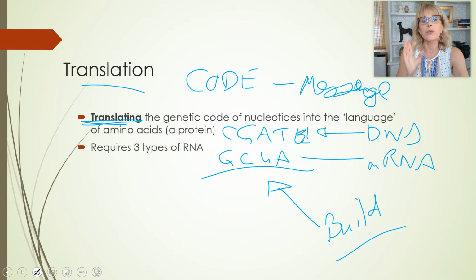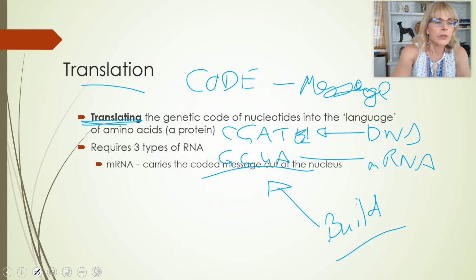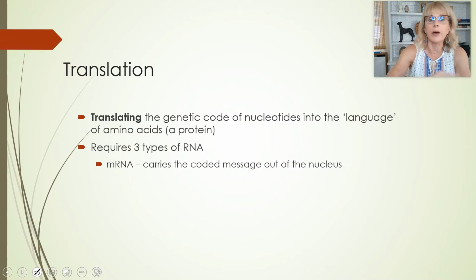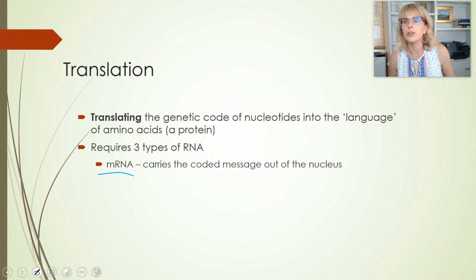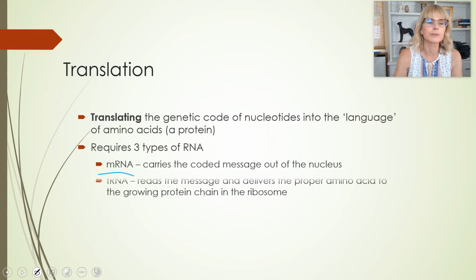Now, for translation, we need three different types of RNA. The first type of RNA we've already been talking about a ton, messenger RNA. Messenger RNA carries this coded message, right? Still no one knows what it means, but it's still in code. So when the nucleus is in charge and says, I want more of this protein built, the way it does that is it sends out messenger RNA, and it's up to all the machines out there in the cytoplasm to obey that instruction by building whatever the nucleus has told them to build.